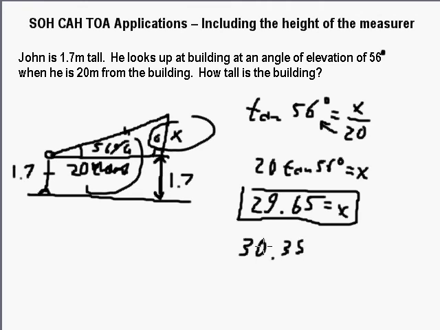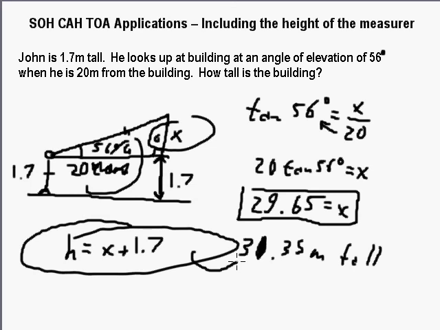30.35. Wait, did I do that right? No, I didn't add the 1. You get 31.35 meters tall. So what you have to do is take the height of the 1.7 and add it to that x. So the total height of the building is equal to x plus the 1.7. And that gave me that.